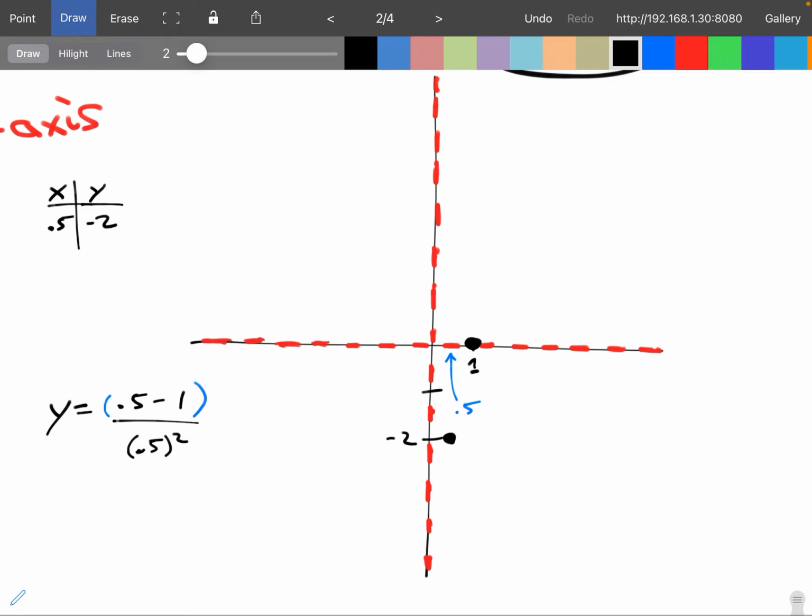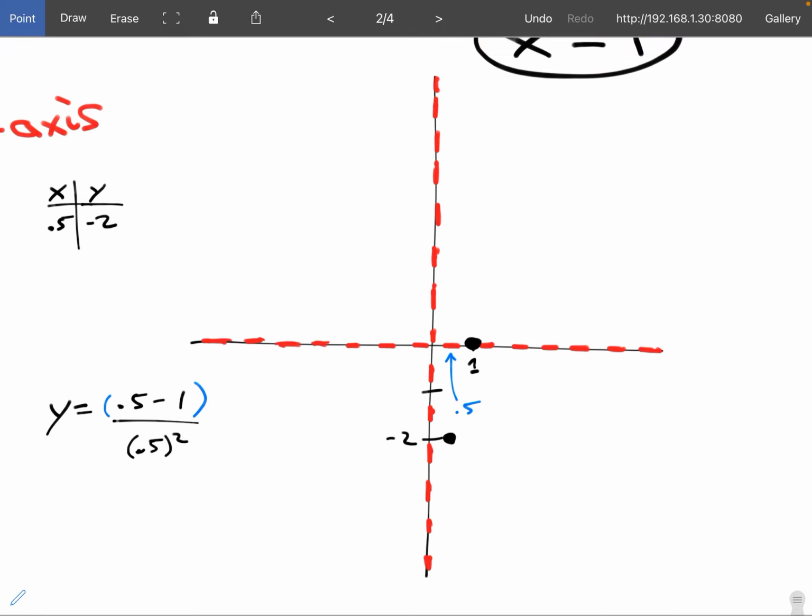And do you guys see that that's going to be enough to tell me what that graph looks like? Because I didn't get a point up here, right? Like if I got a point up here, then I would know that it goes this way.